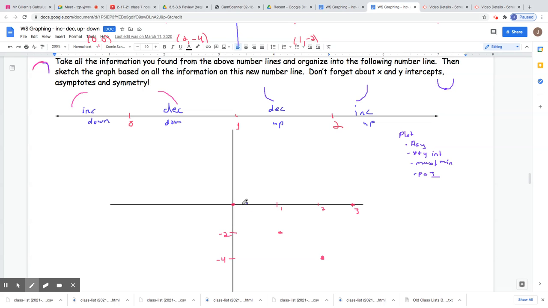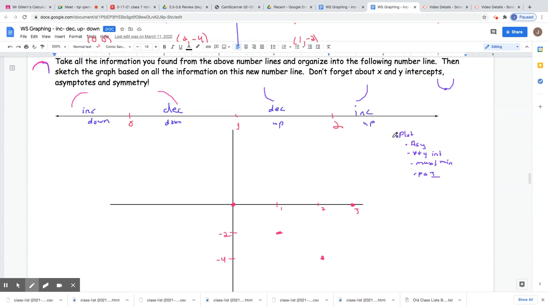And we have that right there. So we have (0, 0), which was an x-intercept, a y-intercept, and a relative max. We have (1, -2), which is a point of inflection. We have (2, -4), which is a relative min, and we got (3, 0), which was an x-intercept. So we've plotted all of those points.